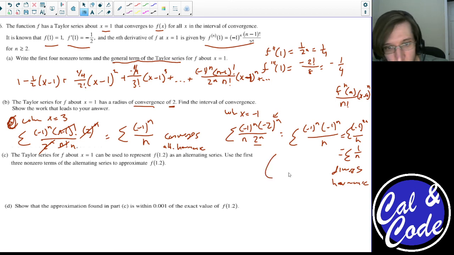So its interval of convergence would not include negative 1, but it does include 3. There's our IOC.